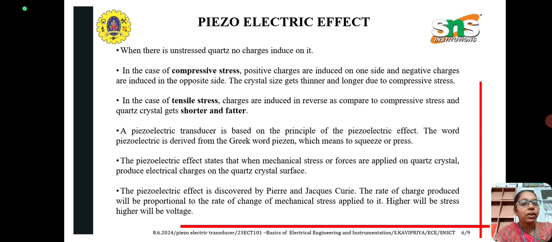A piezoelectric transducer is based on the principle of the piezoelectric effect. The word piezoelectric is derived from the Greek word piezein, which means to squeeze or press. The piezoelectric effect states that when a mechanical stress or force is applied on the quartz crystal, it produces electrical charges on the quartz crystal surface. It was discovered by Pierre and Jacques Curie.